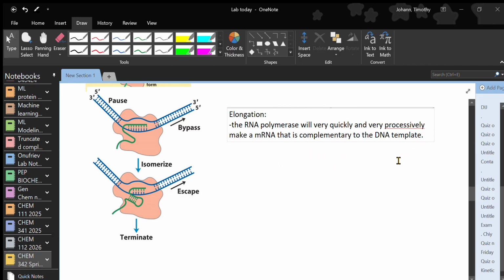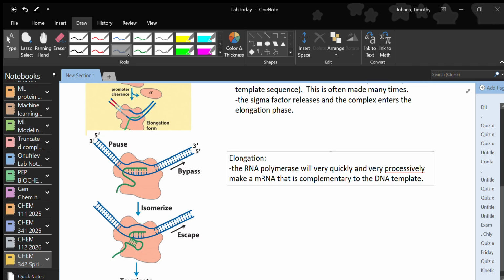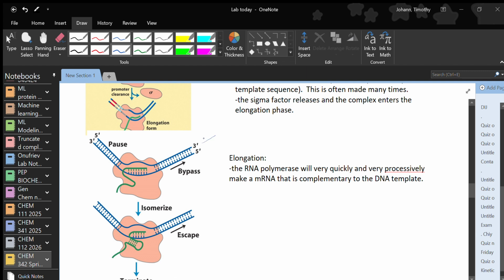When we think about this process, or even the previous process, there's a couple terms I want to talk about. This strand right here, this top strand, the one that is not the template, is called the coding strand of the DNA. It has the same sequence as the mRNA that's being made.